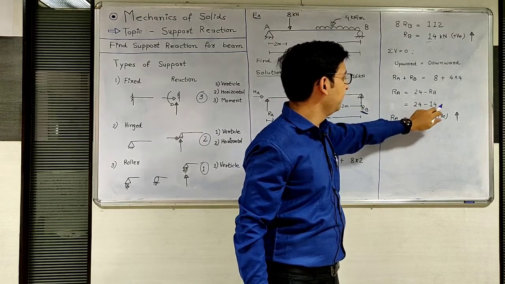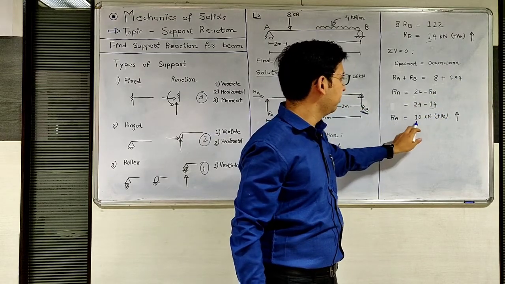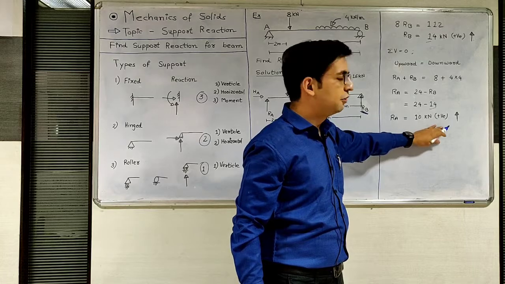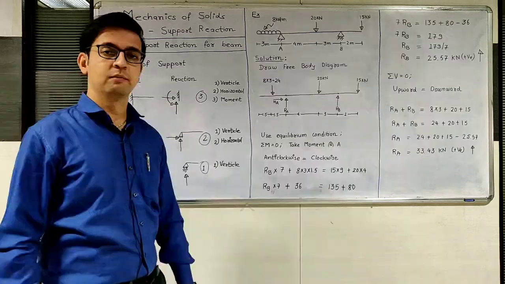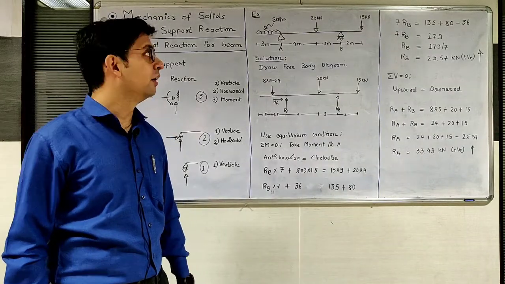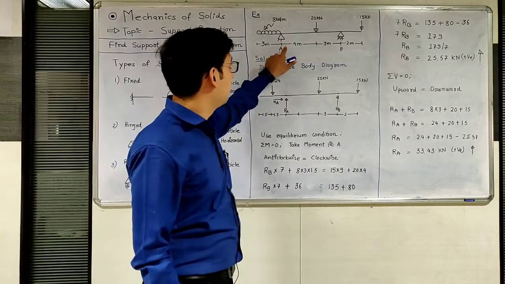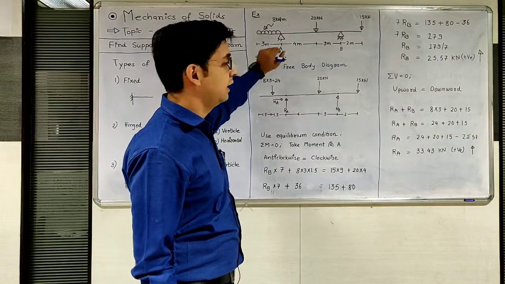So 14 minus, so you will get RA equal to 10 kilonewton, and here you are getting a positive value. Now, second example: here the type of beam given is an overhanging beam.